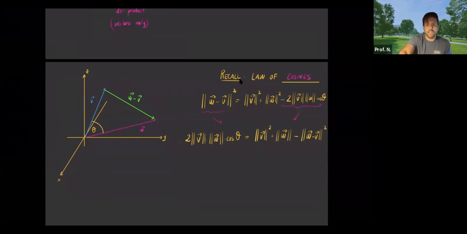Do you guys see that? That's all I did. It seems familiar now. Very good. And then what I'm going to do is divide out the 2 on both sides. So when I divide out the 2, this is what I get.